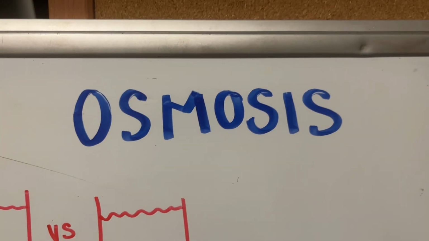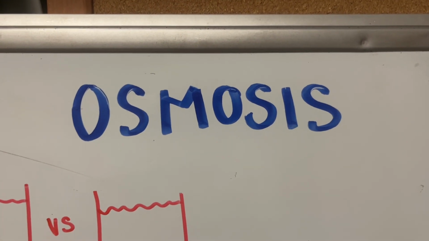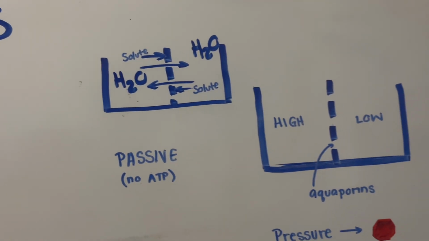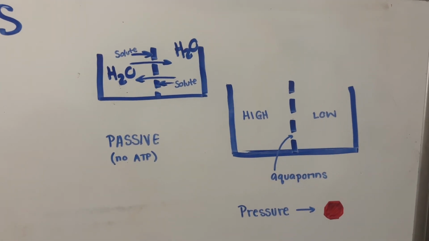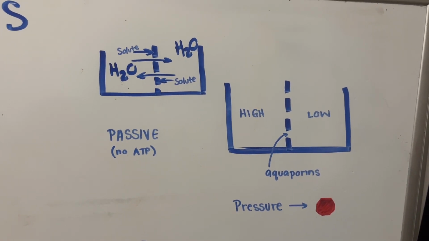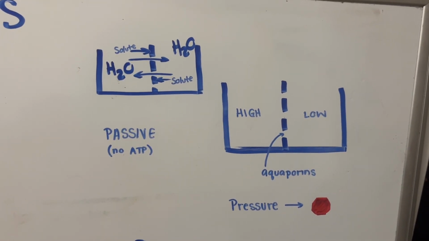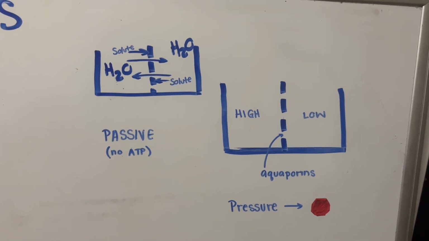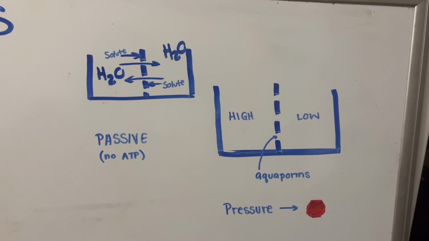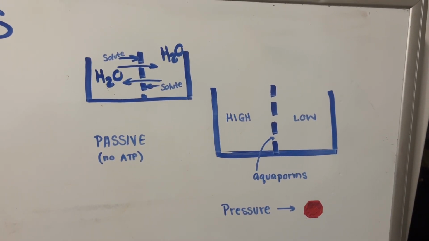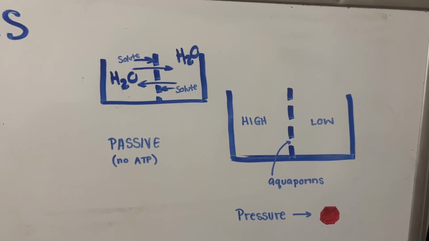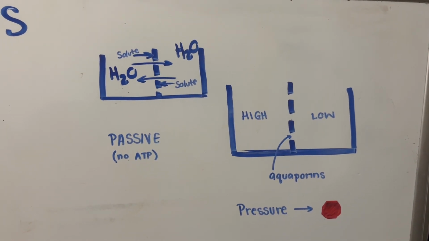The last thing we're going to talk about is osmosis, osmolarity, and tonicity. Osmosis is defined as the diffusion of water through a selectively permeable membrane from an area of high water potential to an area of low water potential. For osmosis to occur, the membrane must be permeable to water but impermeable to the solute, and there must be a difference in the solute concentration on the two sides of the membrane. Water moves through special protein water channels called aquaporins.